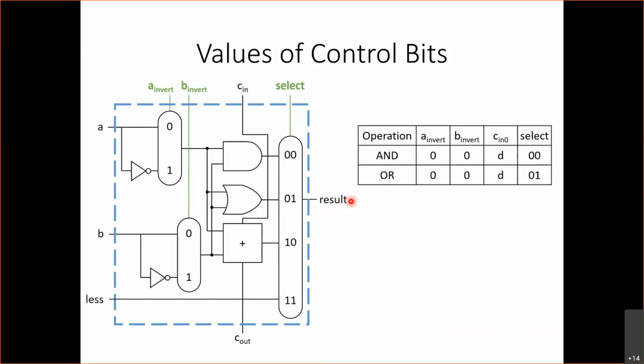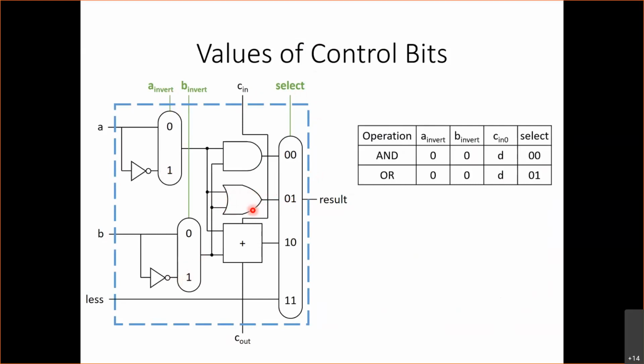Okay, what about NAND? What's my select signal going to be if I want to do a NAND operation? Right, exactly. Remember, a NAND is an OR gate with inverted inputs. So I want to select the OR gate, 0, 1, but I want to invert the inputs. So I will set A invert and B invert to 1, 1. And of course, I still don't care about CarryIn for NAND.